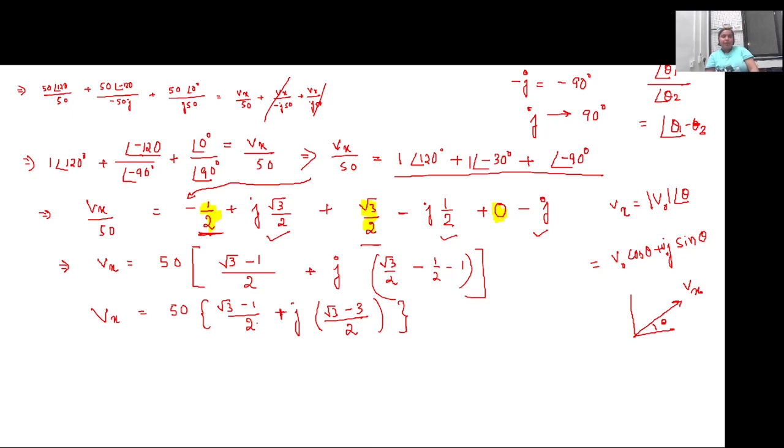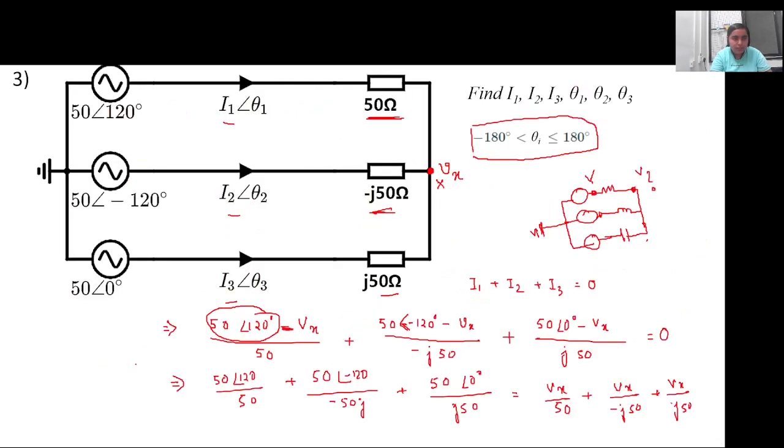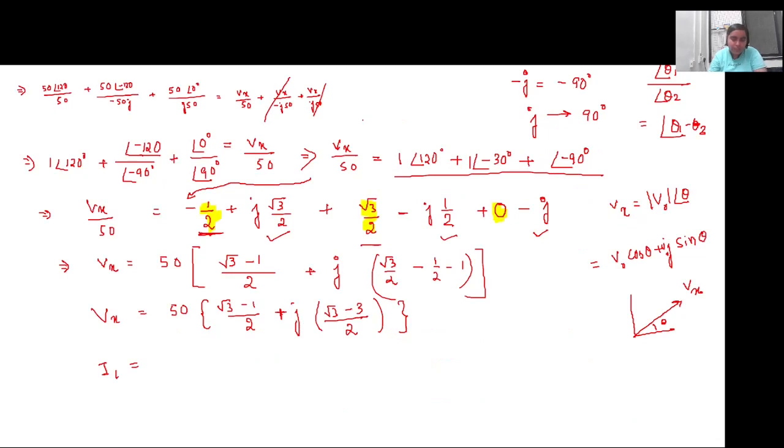So we have Vx. Now we should start calculating I1, I2 and I3, right? What will be I1? I1 will be the voltage that is given minus Vx that we have calculated, divided by the resistance, right? So it is 50 angle of 120 degree minus Vx by 50. This is I1.